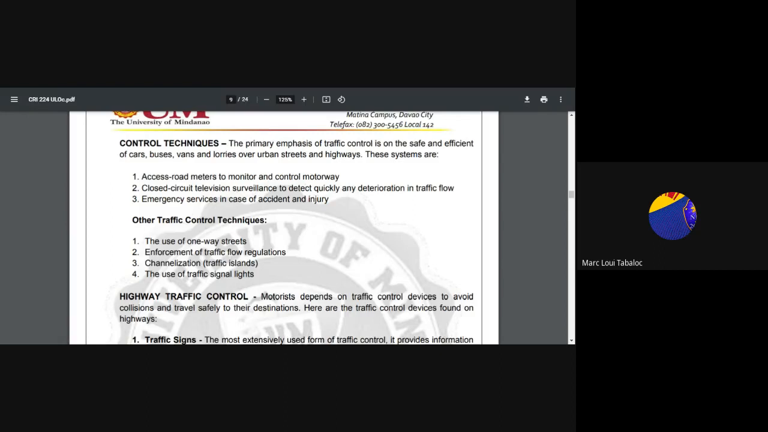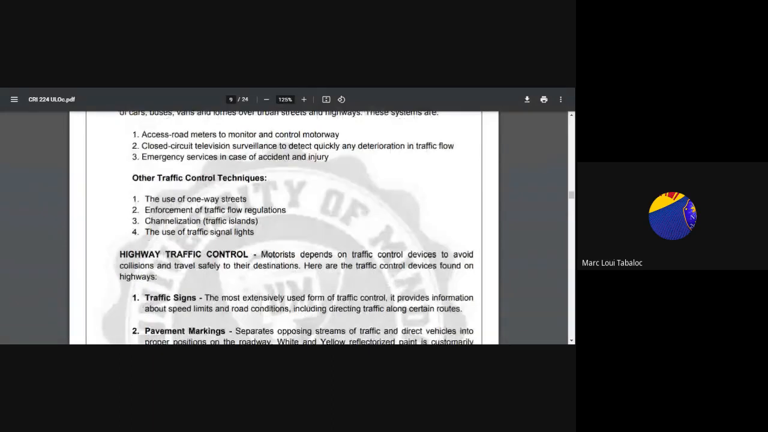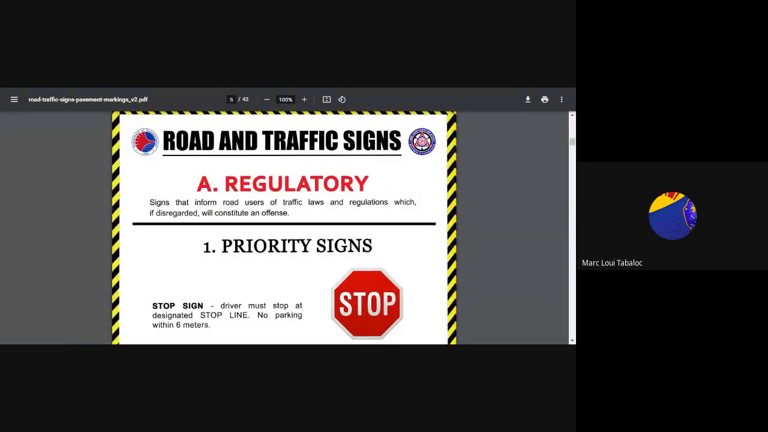Okay? So, the first traffic control system na makikita natin sa mga roads at yung pinaka-common and somehow pinaka-cost efficient are the use of traffic signs. Ayan. So, I would share you a tab on the different categories and classification of traffic signs. Okay? Ayan. I think you can see it already. Ito yung file. I've gotten this from LTO. Ayan. Road and traffic signs.